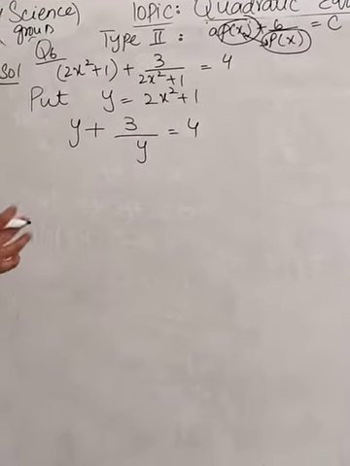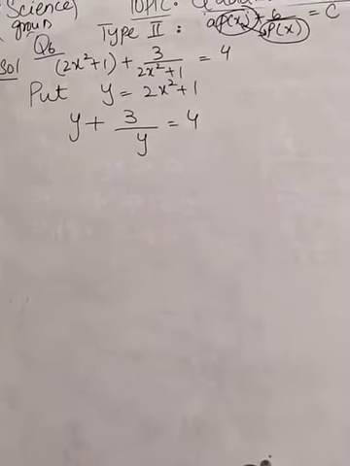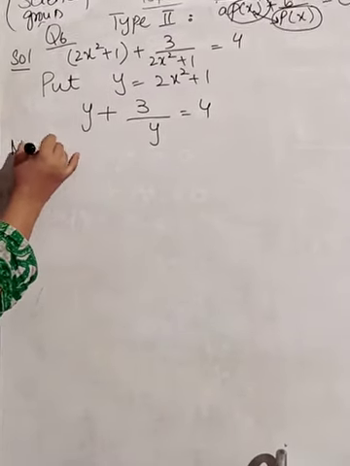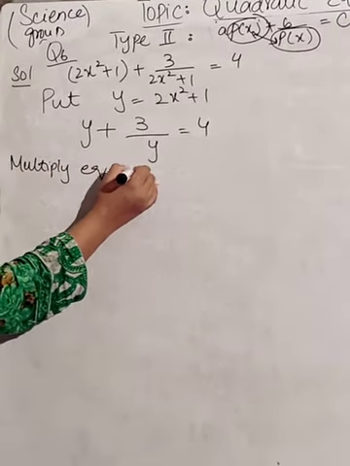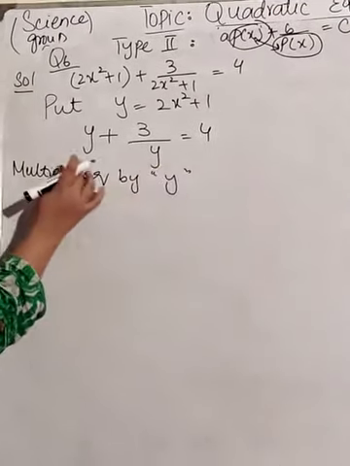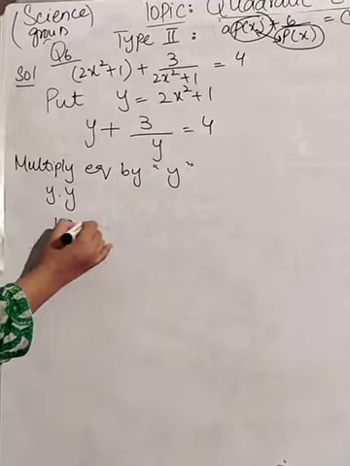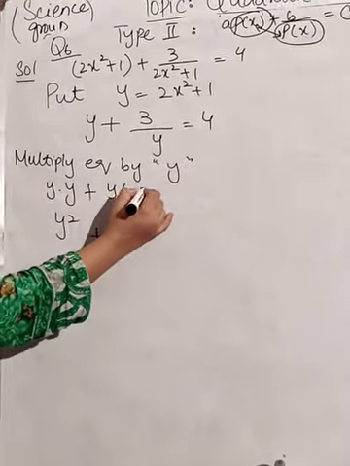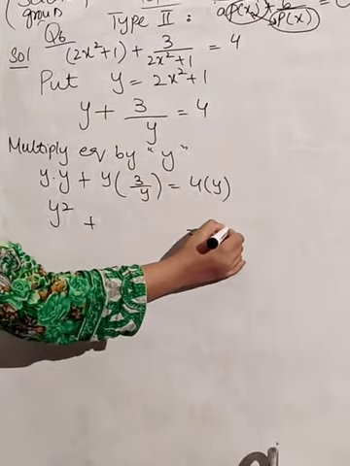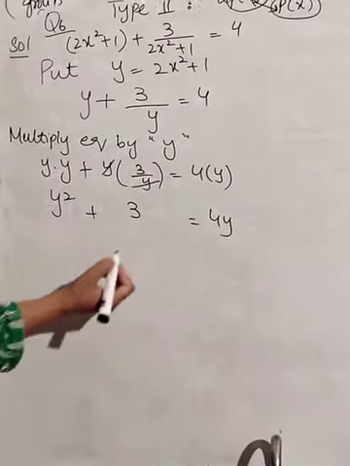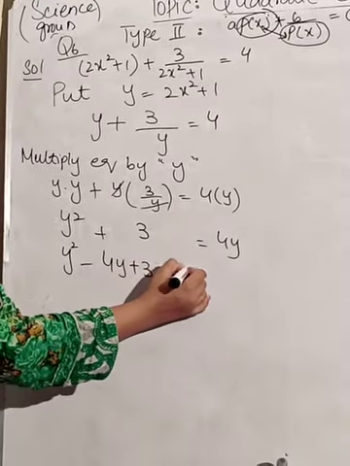Now this is a question which involves a variable in the denominator. So how are we going to solve when fractions are involved? We always multiply by the LCM. We have only one denominator there, so we multiply the equation by the LCM y. So y into y would be y square, then plus y multiplied by 3 over y, that is equal to 4 multiplied by y, which is 4y. y and y will be cancelled out, I am left with 3. Now if I arrange them, y square minus 4y plus 3 is equal to 0.